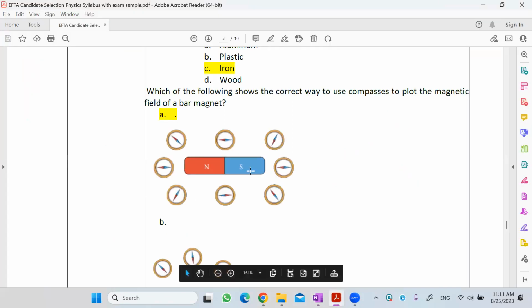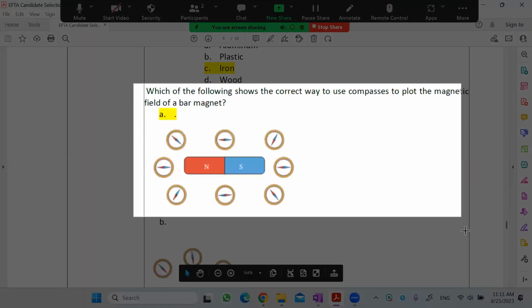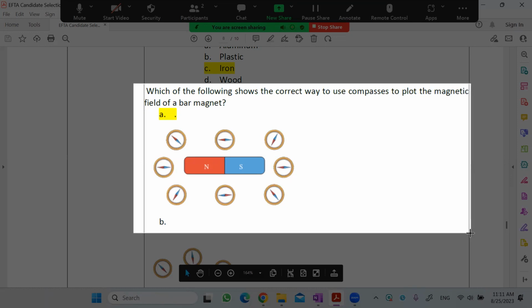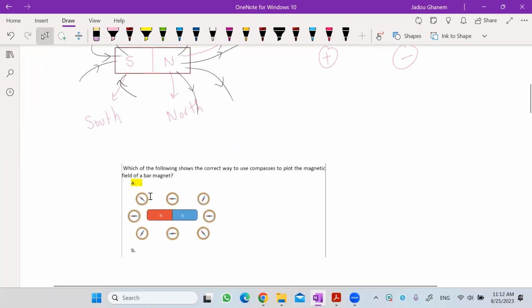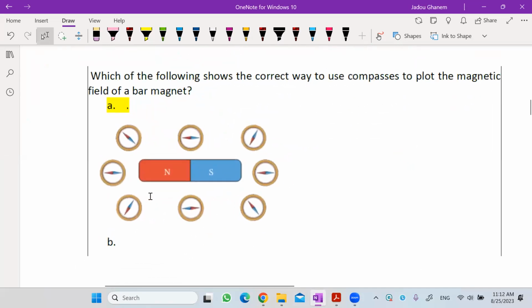Let's check the figures here. The question says, which of the following shows the correct way to use the compasses to plot a magnetic field of a bar magnet? Let's start with the first figure. As you can see here from part A, remember, magnetic field lines will go out from the north and they will enter the south. So if I try to draw some lines, they must be leaving from the north and entering the south. So that's correct. Here it's entering the blue, entering the blue, entering the blue.